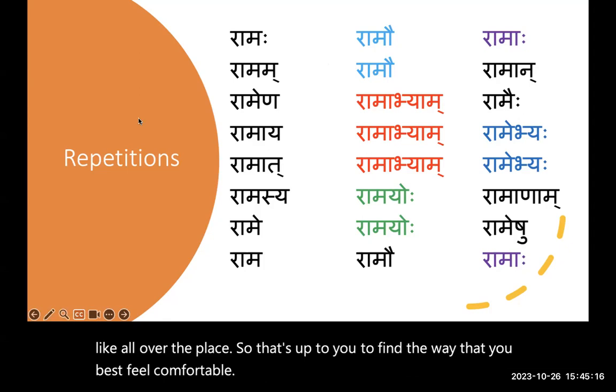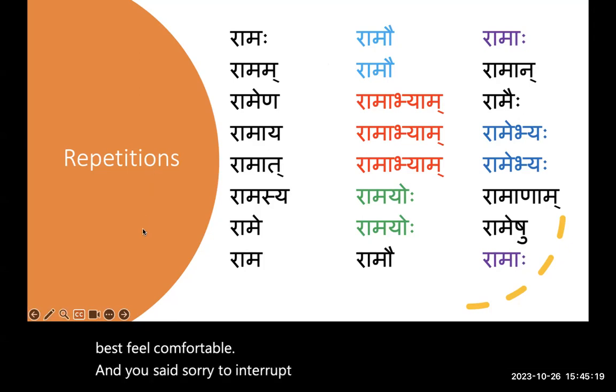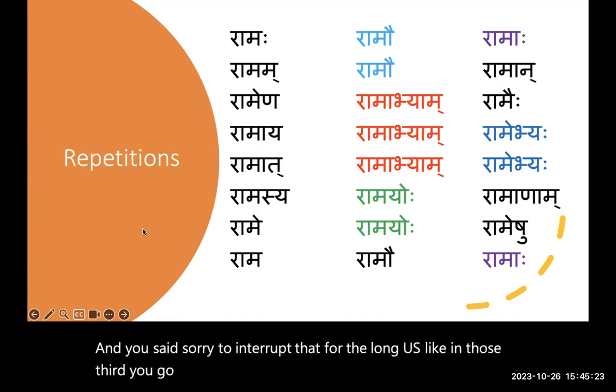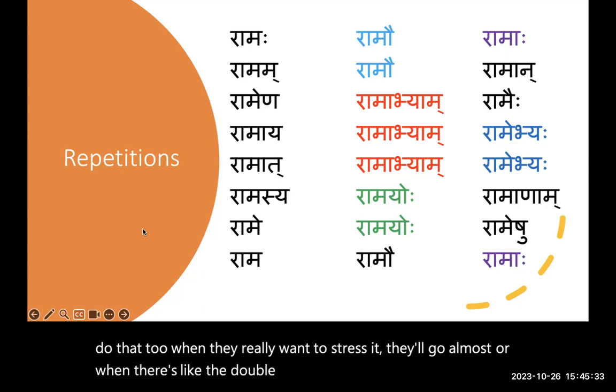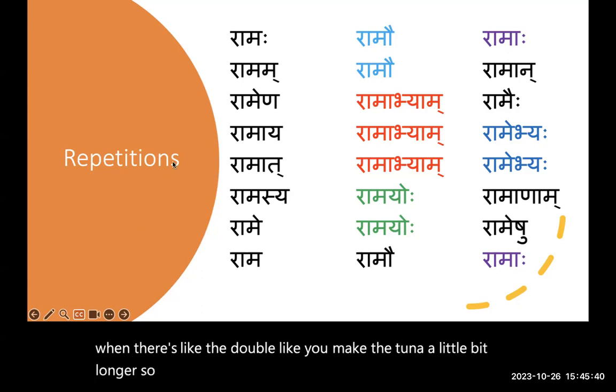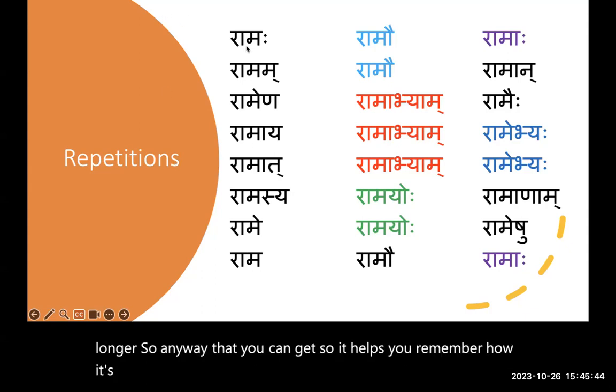And sorry to interrupt, but for the long uhs, like in those thirds, you go like you're adding a little extra. You'll notice that people do that too when they really want to stress it. Or when there's the double ta, like uttama, you make the ta a little bit longer. So any way that you can speak it so it helps you remember how it's spelled.